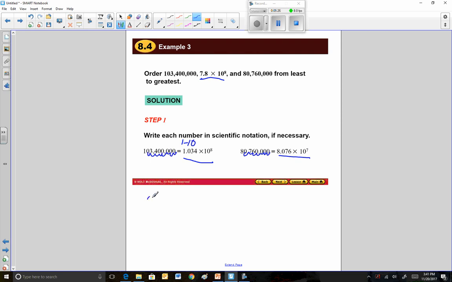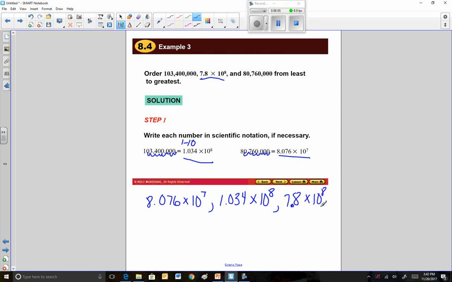So we're going to go ahead and write that as our smallest number since we're going from least to greatest. 8.076 times 10 to the 7th is our smallest number. Now, comparing these two numbers, we have 7.8 times 10 to the 8th and 1.034. Since they both have the exact same exponent, we look at the beginning numbers, 7.8 compared to 1.034. 1.034 is obviously smaller. So we write 1.034 times 10 to the 8th as the next size up compared to this one, 7.8 times 10 to the 8th. That is the largest one in this group.